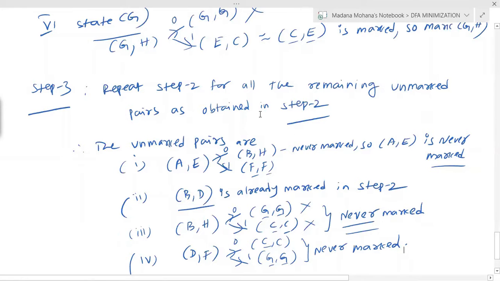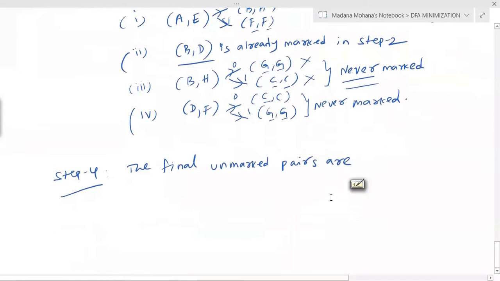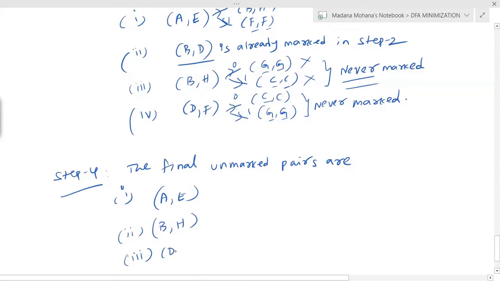By repeating step 2, the following pairs are never marked in any case. Then finally, you can stop and find out the final unmarked pairs. Unmarked pairs are: the first one is AE, the second unmarked pair is BH, and the third unmarked pair is DF. So these are all unmarked pairs.